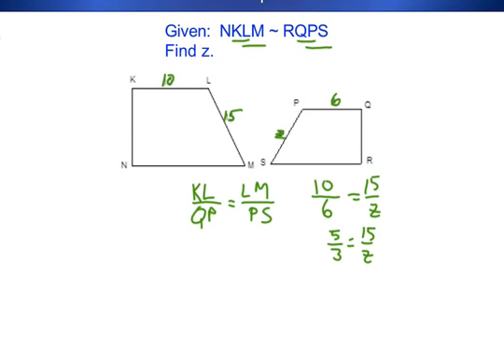So then at this point, we're going to cross multiply. That is 5z equals 45, and then divide both sides by 5, and I find that z is equal to 9. So if I know the polygons are similar, I'm able to solve for missing sides, so long as I have one set of corresponding sides that I know so that I can find my scale factor.